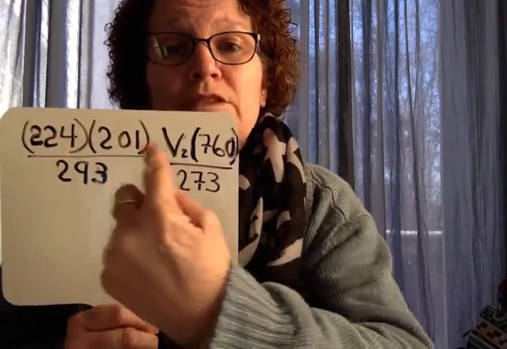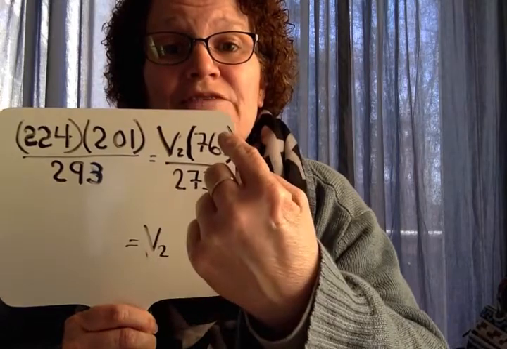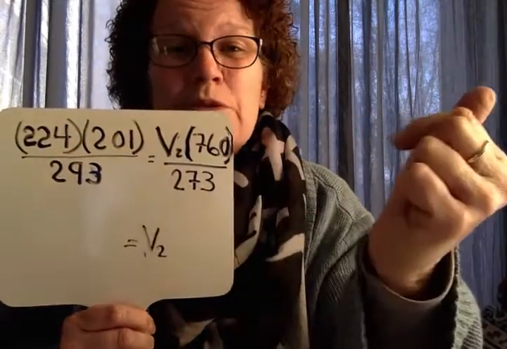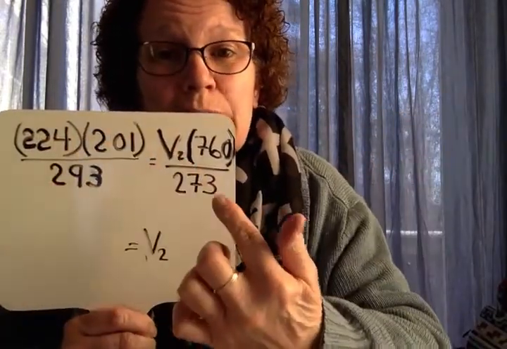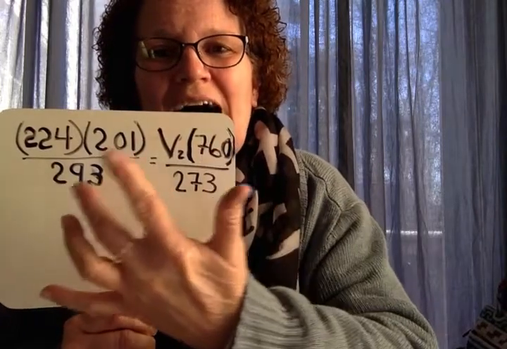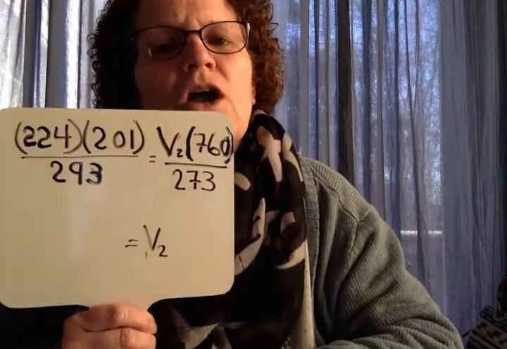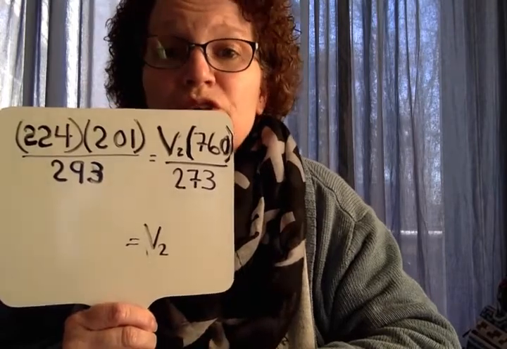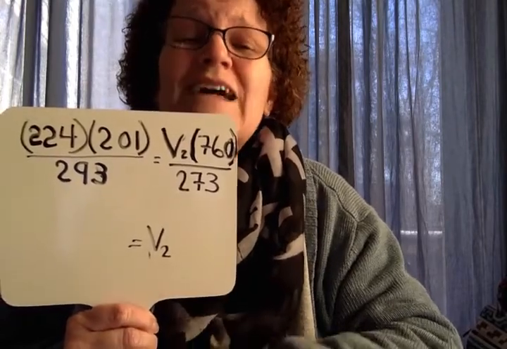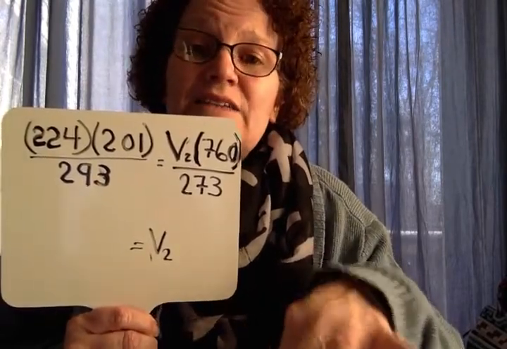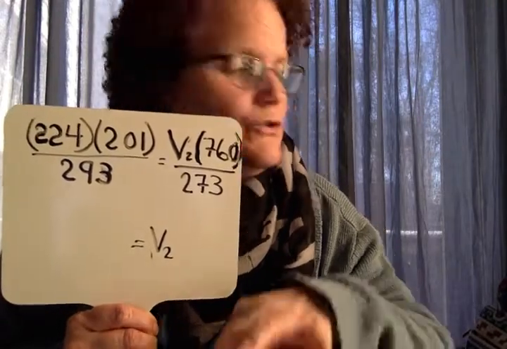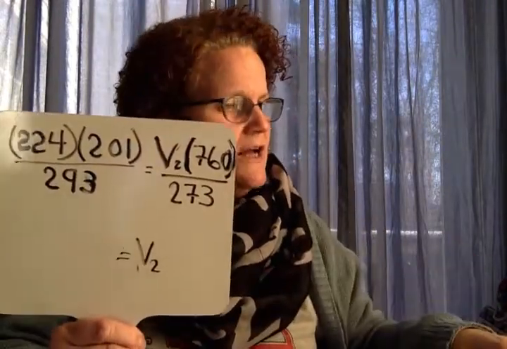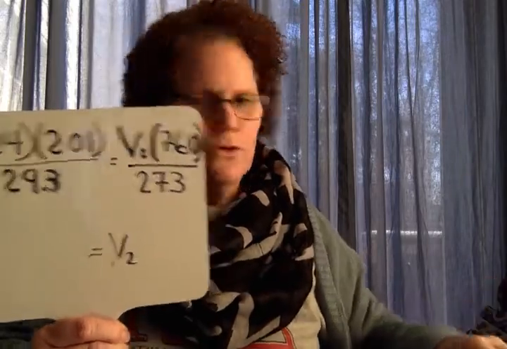We're just going to multiply, multiply, multiply, divide, divide, right? So if we wrote all that out, that's what it would be. But we're going to cross multiply this way and then divide by the 2 pieces of information that are connected to our unknown. So it's 224 times 201 times 273 divided by 760 divided by 293. And when you chug that out, what do we get as an answer?